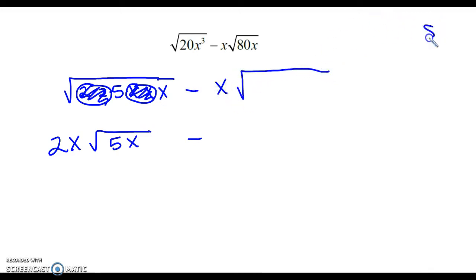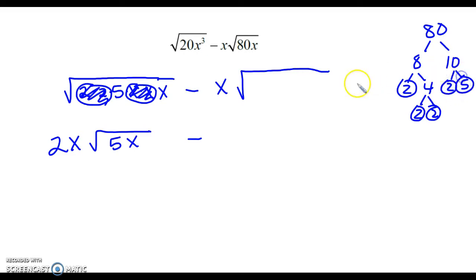Let's do the prime factorization of 80 over here. I know 80 is 8 times 10. 8 is 2 times 4. There's a prime factor. 4 is 2 times 2. Those are both prime. And 10 is 2 times 5. And those are prime. So I have 4 2's: 2 times 2 times 2 times 2 times 5 times x.